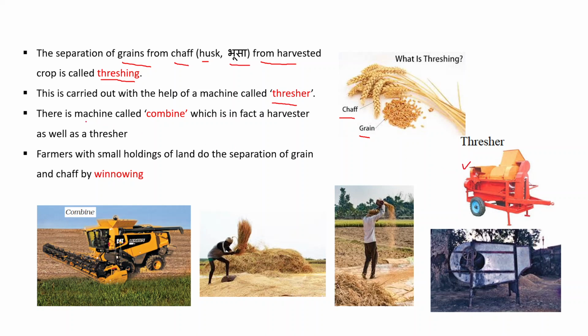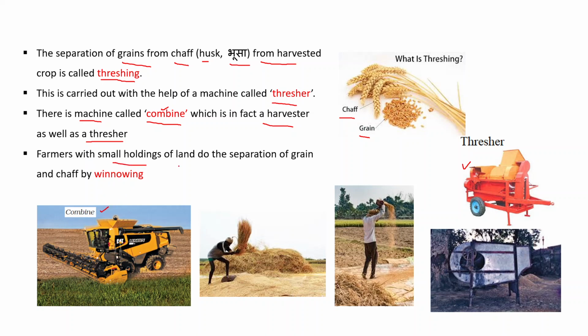But nowadays there is a machine called a combine, which is in fact a harvester as well as a thresher. It means both the works, harvesting and threshing, are done with the help of a combine. This is the diagram of a combine.